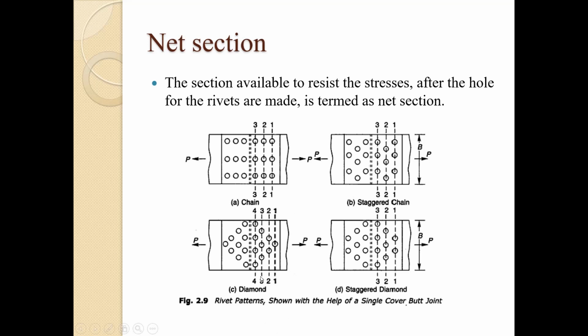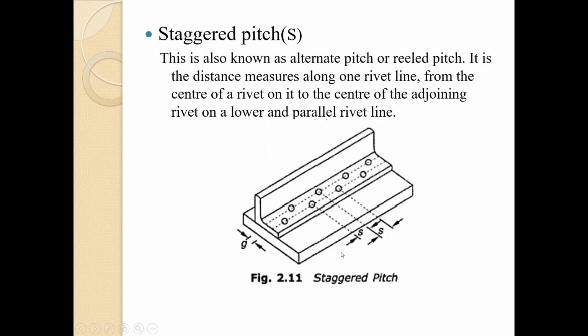In diamond pattern you can see for the first section only one deduction is there, for the second section only two deductions are there, and for the last there are four deductions. So according to how the failure will occur, we need to check and provide the area. Same in case of staggered diamond.